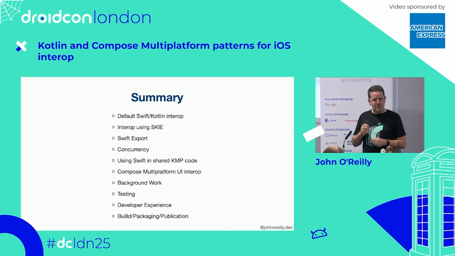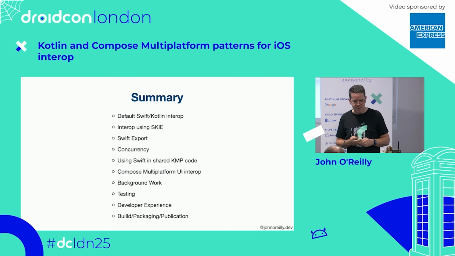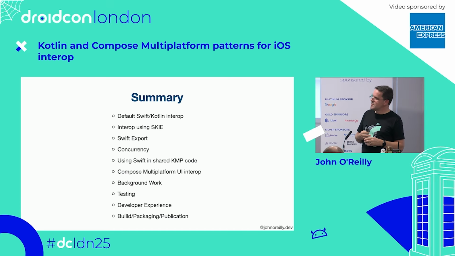Okay, so today we talked about the various patterns and capabilities that we can apply when using Kotlin and Compose Multiplatform on iOS. We covered basic interop capabilities we get by default. These have some limitations, and we gave some examples of how these can be addressed using the Skie framework. And also talked about the promising Swift export work being done by JetBrains. Similarly with concurrency, again, we covered how a number of third-party solutions can be used to address the limited interop support we get by default.